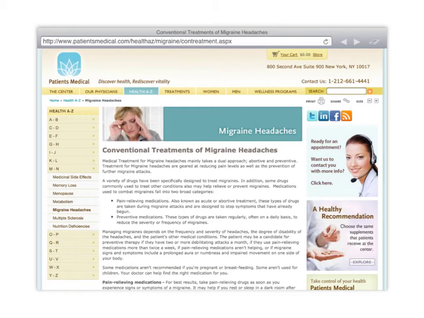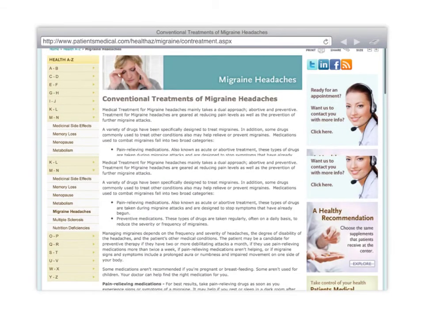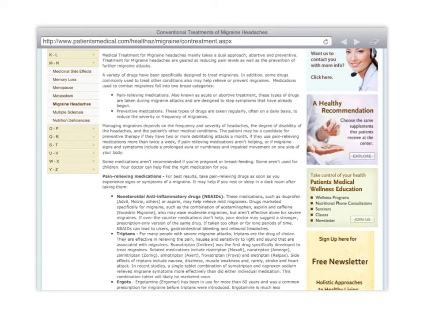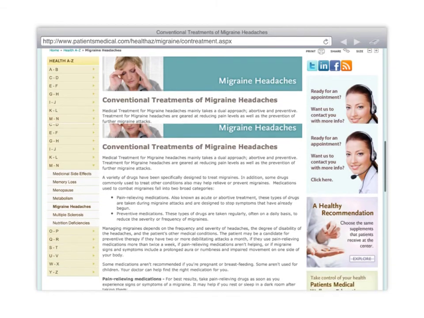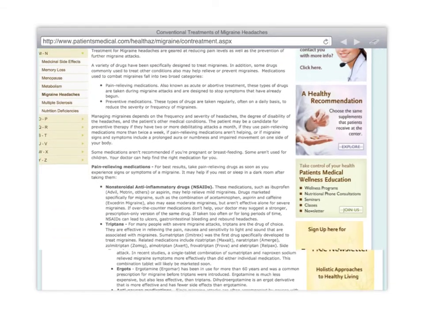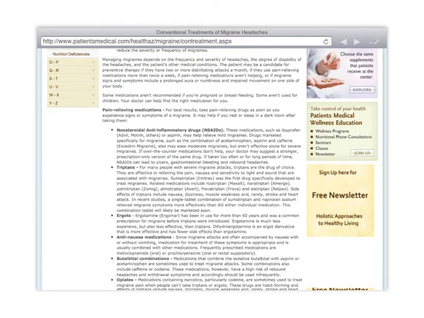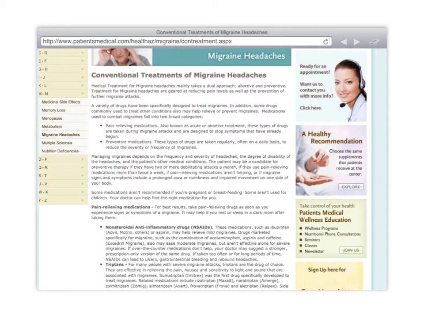On the Patient's Medical website, we're noticing a couple of things. We have some advertisements on the side. Some are associated with this Patient's Medical kind of thing. However, we're noticing a few things. The definition that we see under conventional treatment of migraine headaches is exactly the same definition as the one seen on the Mayo Clinic website.